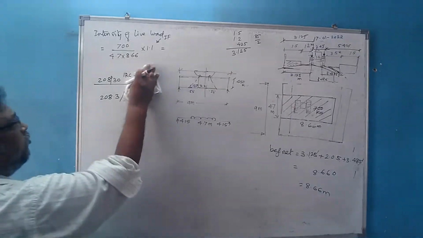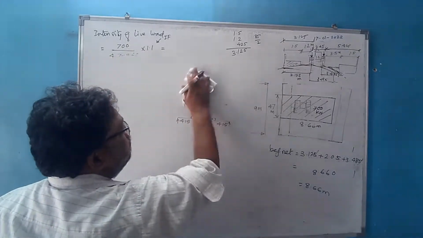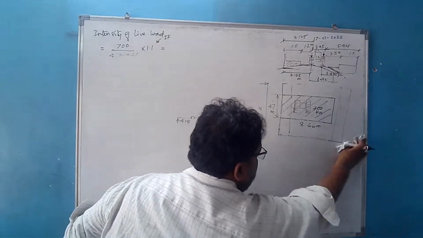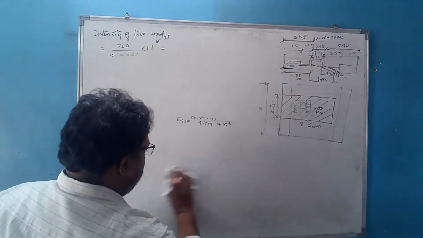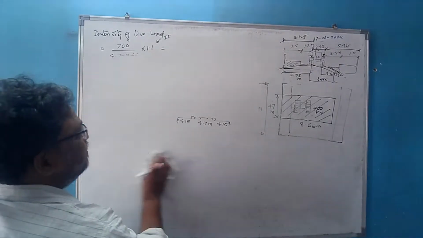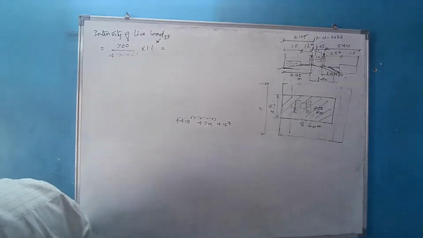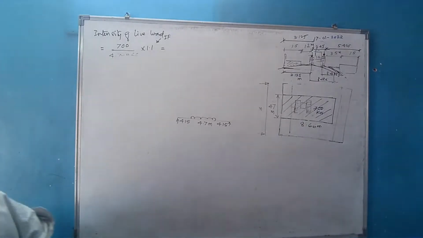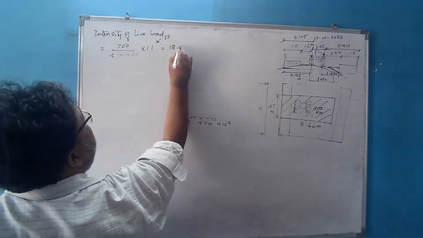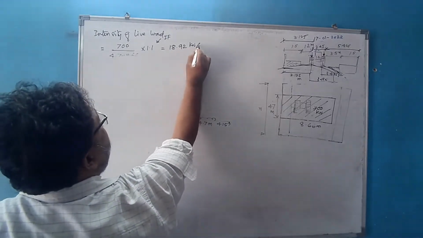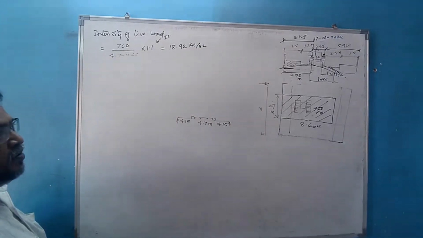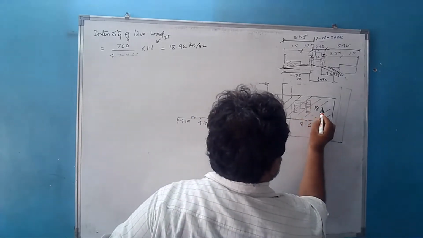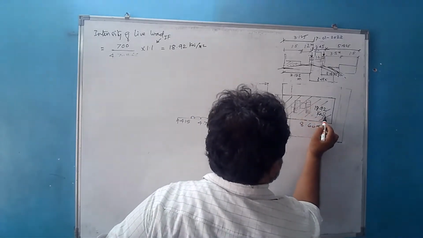So what is the intensity of load? What is the intensity of load? Let me calculate, please sit with the calculator. 18.92. Thank you. So it is equal to 18.92 kilonewton per meter square. So here the intensity of load is 18.92 kilonewton per meter square.